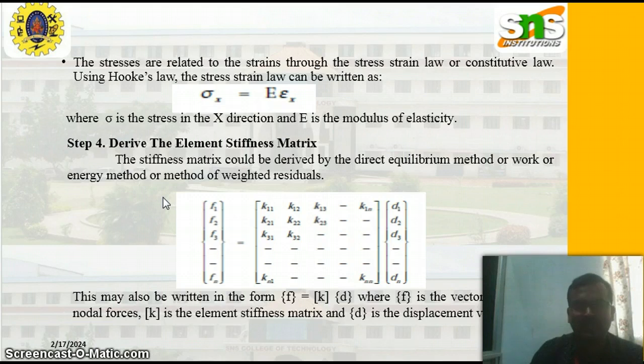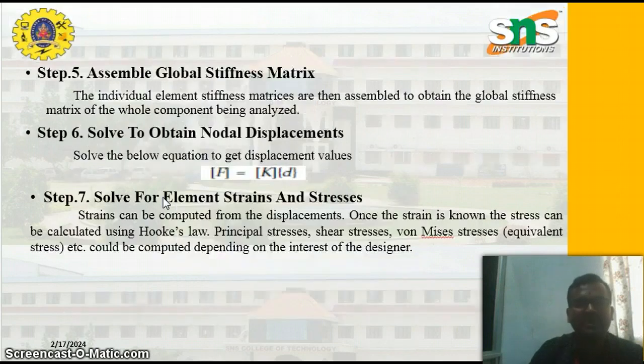Then the fifth step is to assemble these individual finite element equations. We can find the assembled global stiffness matrix. We can combine finite element equations 1 and 2 to develop the assembled global stiffness matrix. The individual element stiffness matrices are assembled to obtain the global stiffness matrix of the whole component being analyzed.